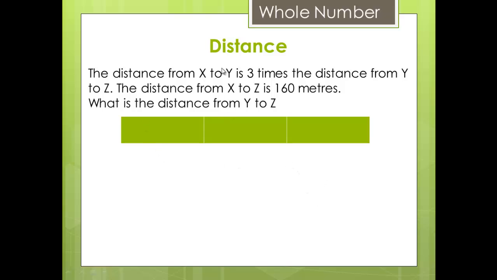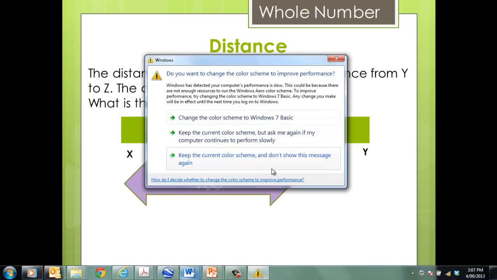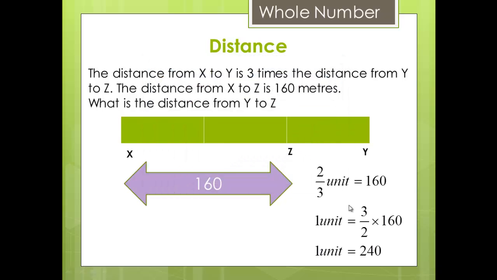So the distance from X to Y is 3 times the distance from Y to Z. So if we label these things X to Y and Y to Z, alright, what we've got here is that the distance from X to Z we know is 160 meters. Okay, so this is the YZ distance, and that's 3 times X to Y. So what we know there is that 2/3 of a unit is in fact equal to 160, so therefore 1 unit must be equal to 240, and so therefore the distance from Y to Z has got to be 80 meters. Alright, so I think these are really good simple examples.